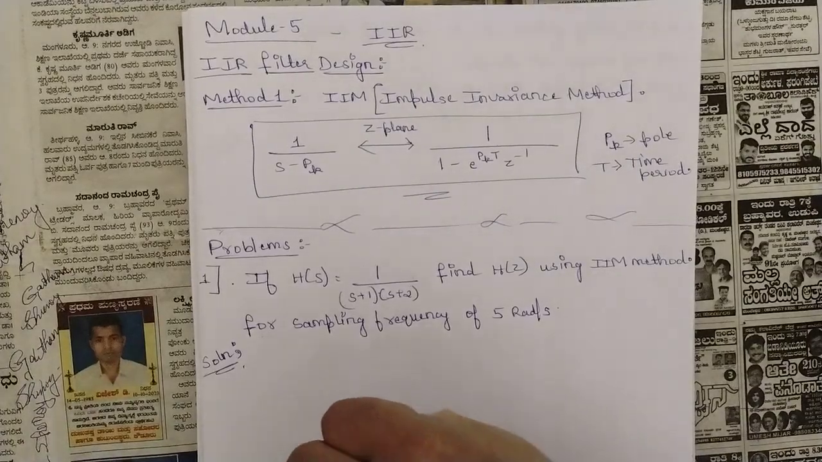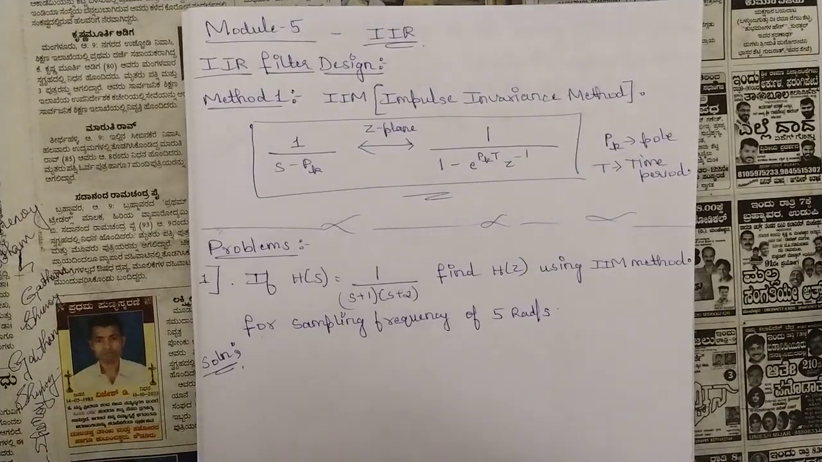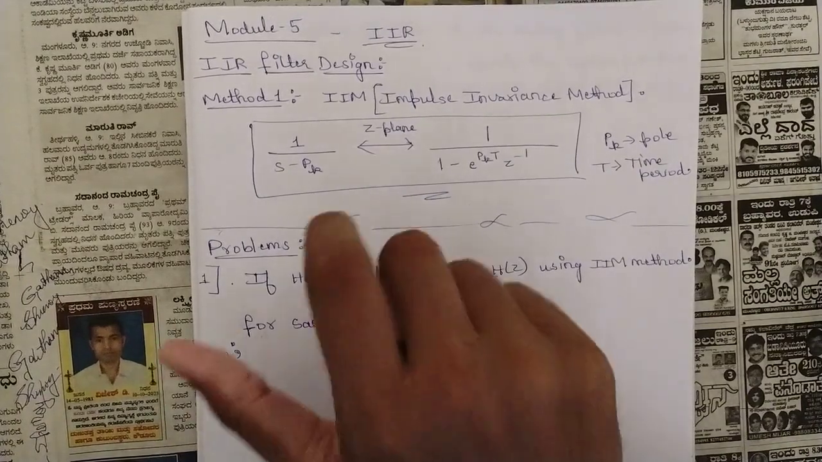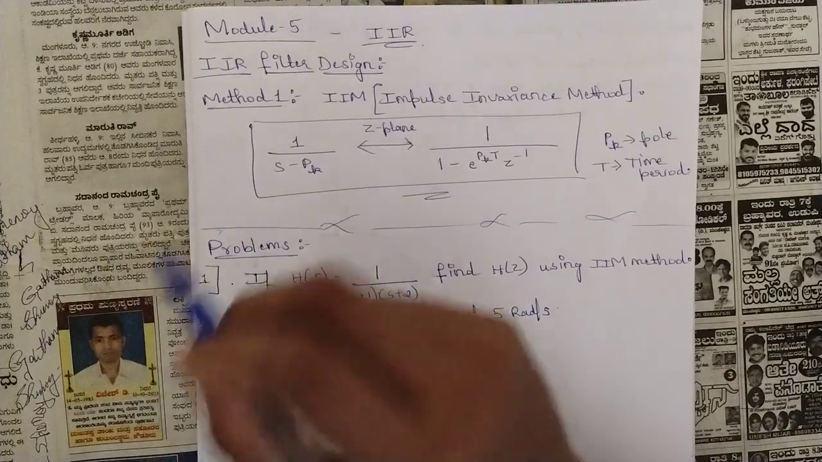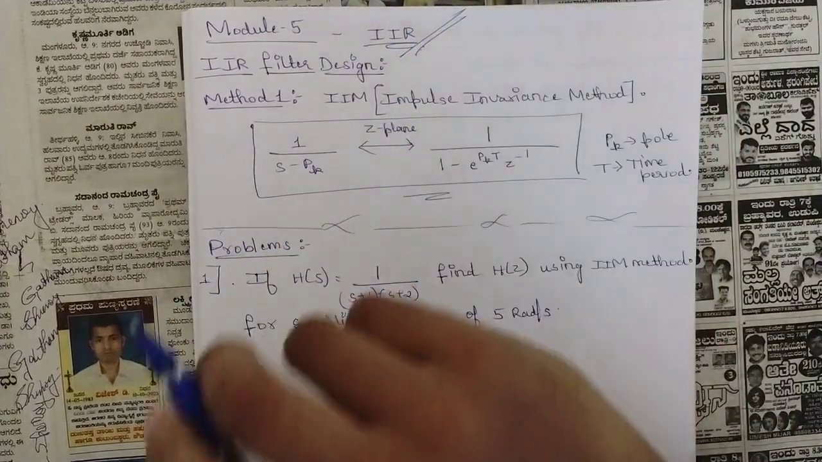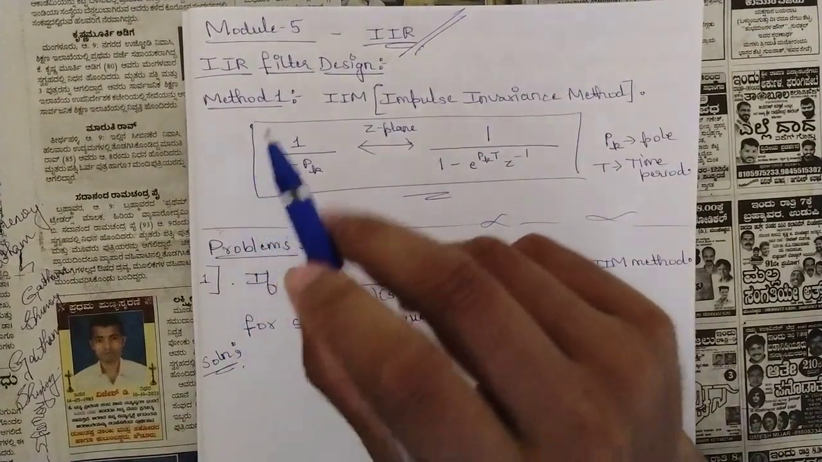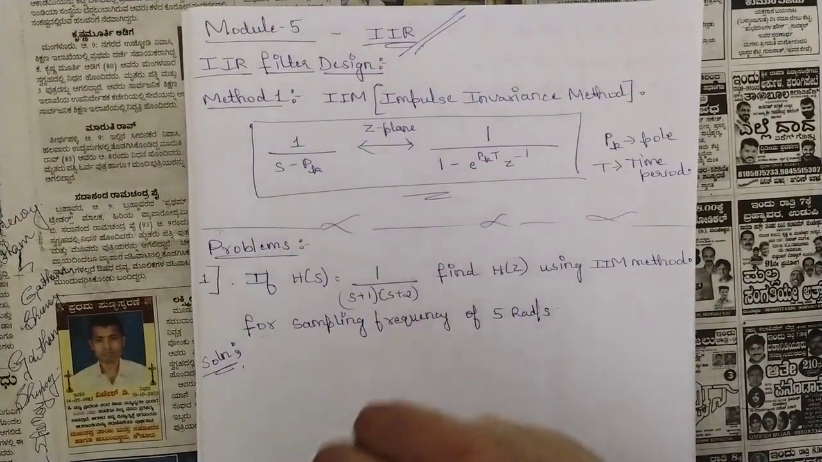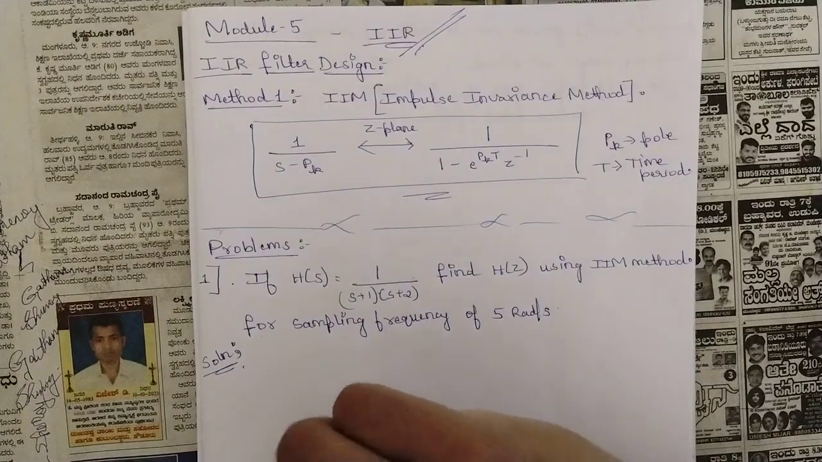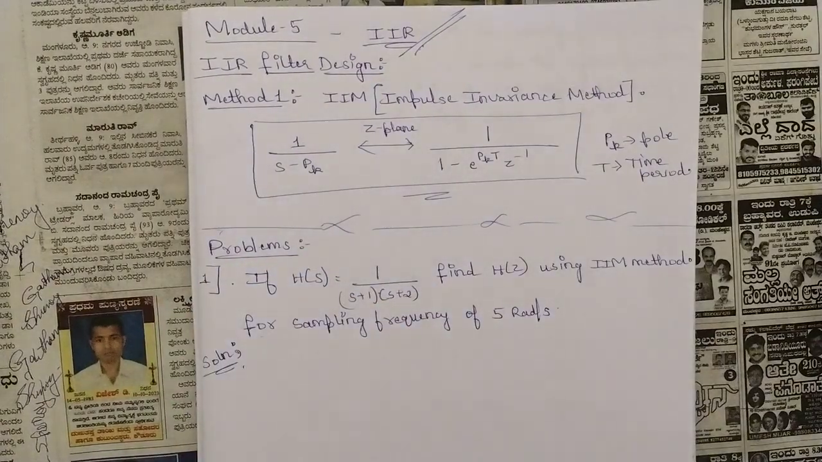So hello everyone, welcome to this new video, new session. Here in this session I'm going to discuss module 5. The name of module 5 is IIR filter designing. From module 5 we are going to discuss some important concepts, because module 4, mostly all of the concepts I've tried to cover.